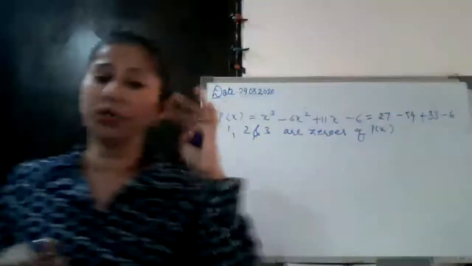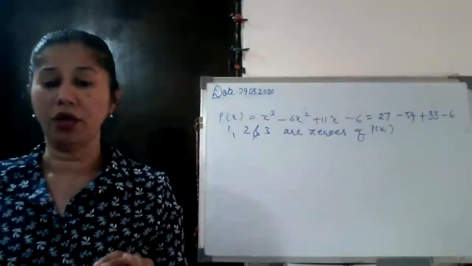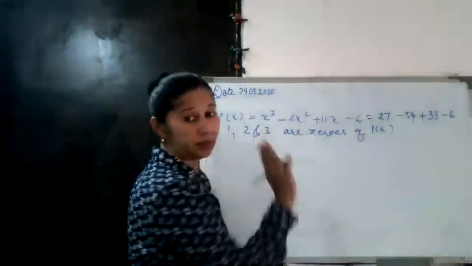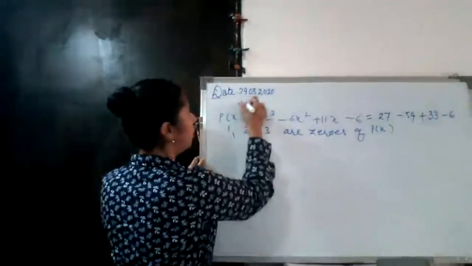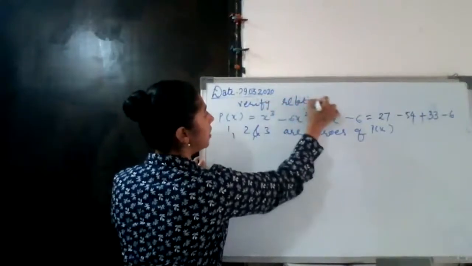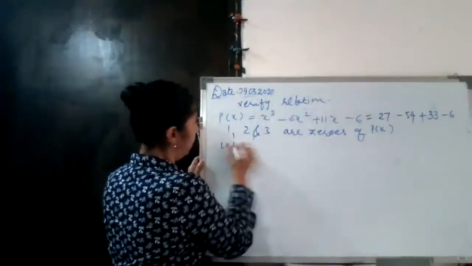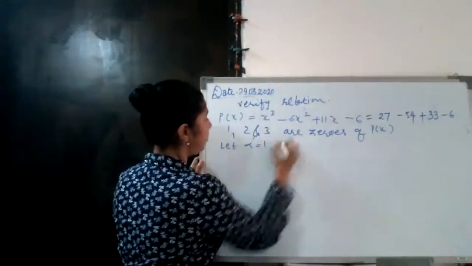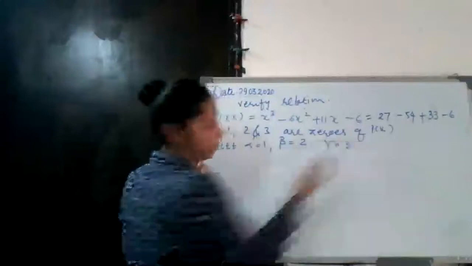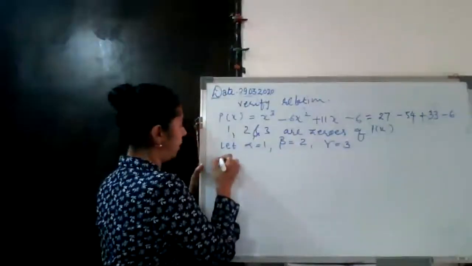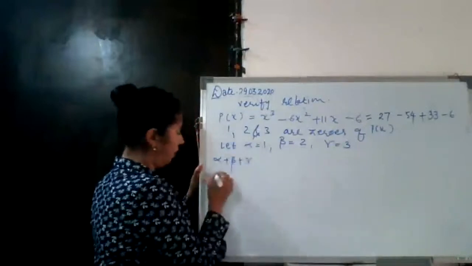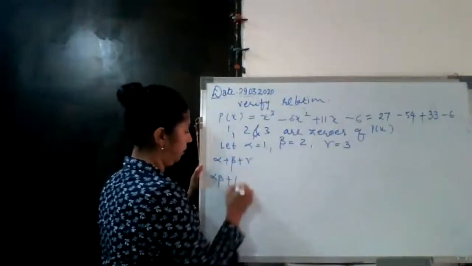So quickly, just look at what I'm doing and try to remember this. So 1, 2, 3 are zeros. Now we have to verify the relationship. I'll take it as alpha first, beta second and here gamma. And what is the relationship here? It is alpha plus beta plus gamma. Okay, it is alpha beta.